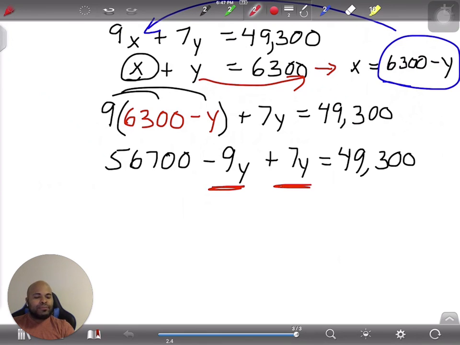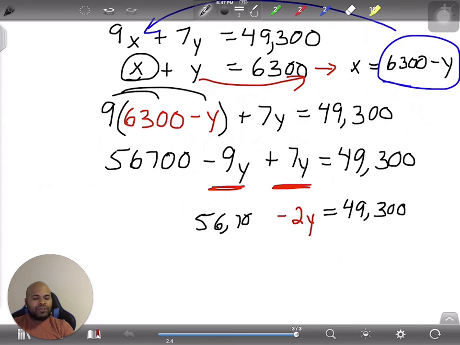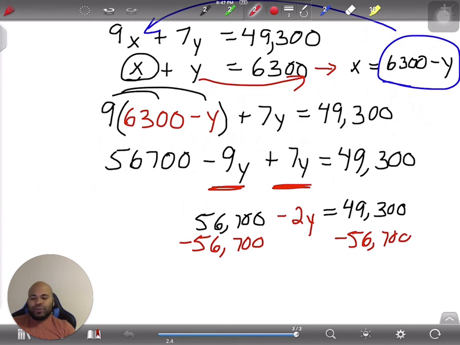So these are like terms. So that will combine into negative 2y. And that equals the same, right? I have not done anything on the right side or anything with the 56,700. And then negative 2y is not by itself because it's being added by 56,700. So I'm going to have to subtract 56,700 from both sides. Okay, so that's exactly what I'm going to do in my calculator right now. 49,300 minus 56,700.